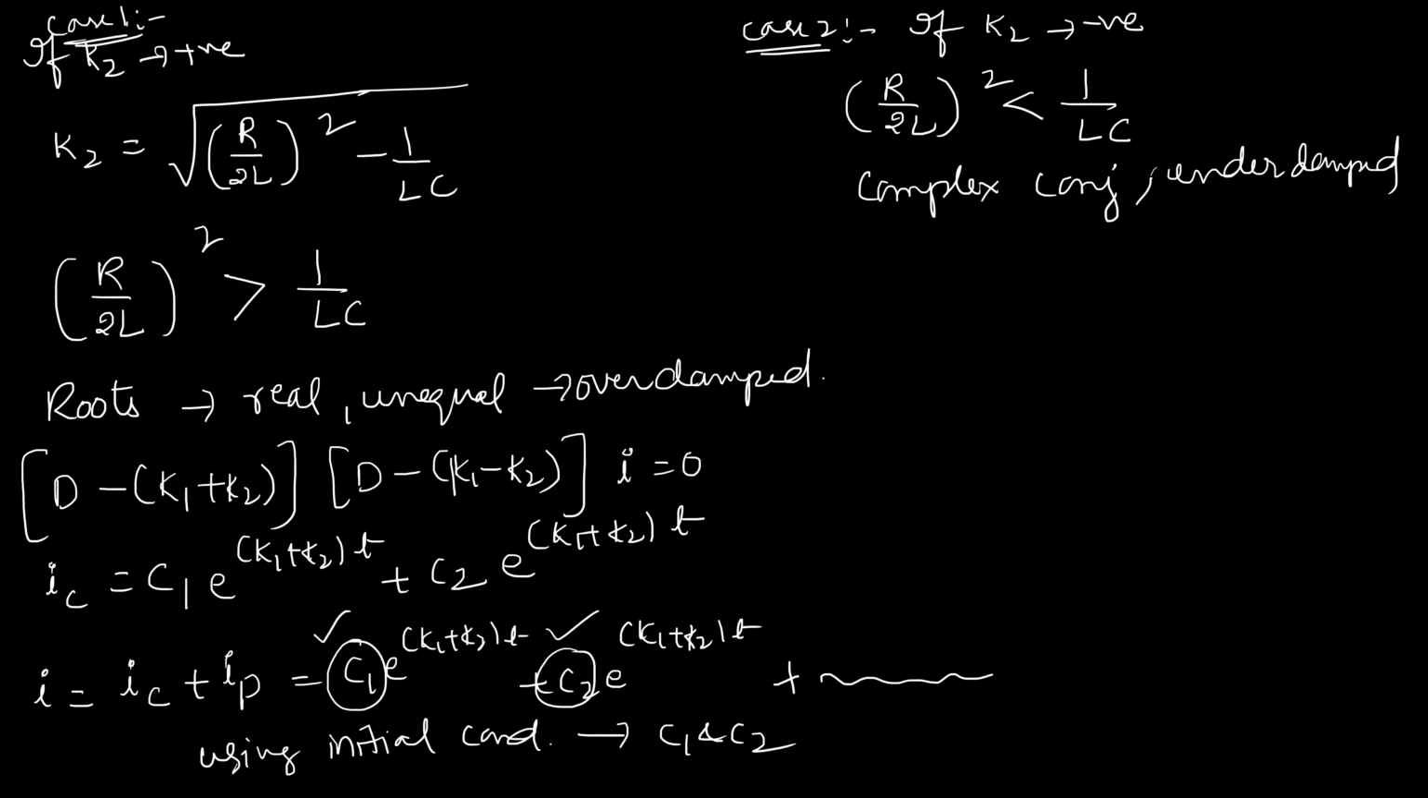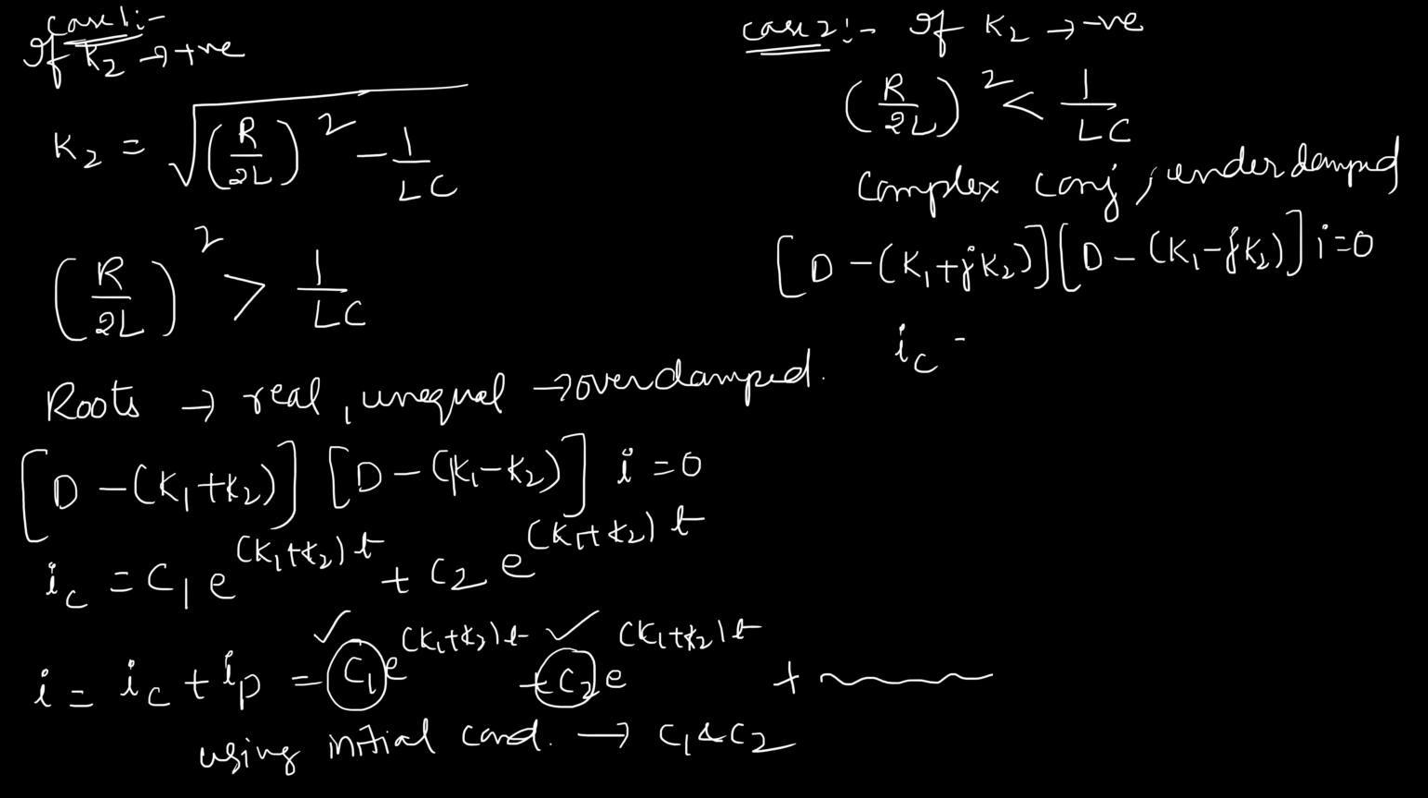Okay, so now under this particular condition, how can the equation be written? So the equation can be written as (D minus (K1 plus jK2)) into (D minus (K1 minus jK2)) into I equal to 0. So for such kind of differential equations, the complementary solution will be e power k1 into t into (C1 cos k2t plus C2 sin k2t).